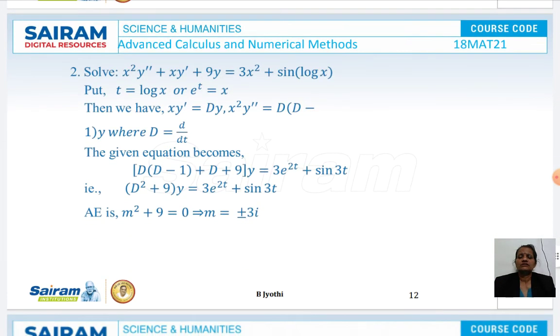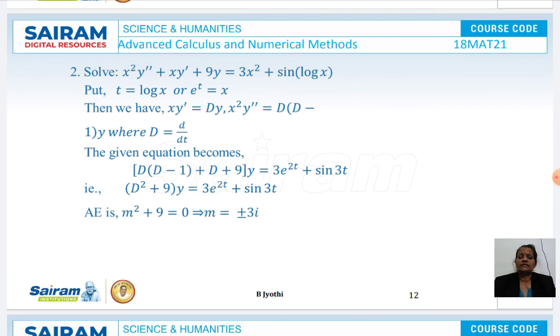Next question. Solve x square y double dash plus x y dash plus 9y is equal to 3x square plus sin(log x). Put log x is equal to t and e power t is x. We have x y dash is equal to D y, x square y double dash is D(D minus 1) y. Hence the equation reduces to (D square plus 9) y is equal to 3 e to the power of 2t plus sin t.